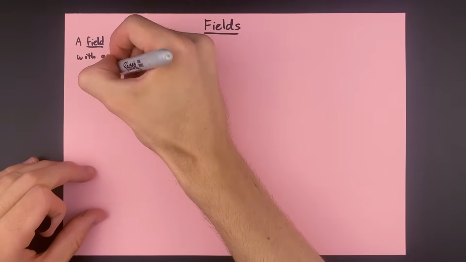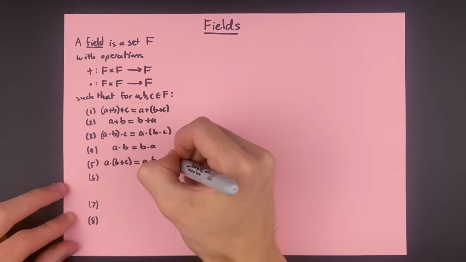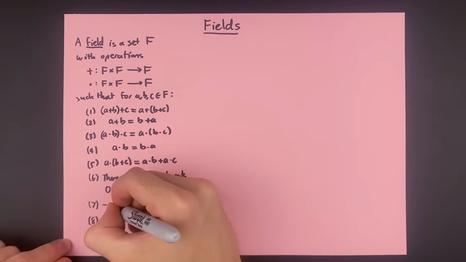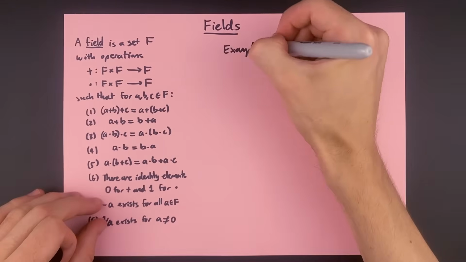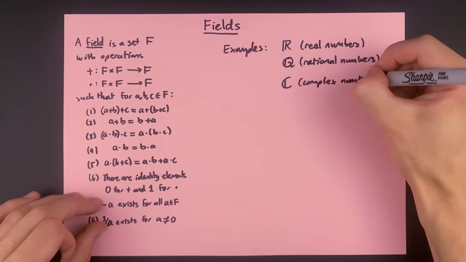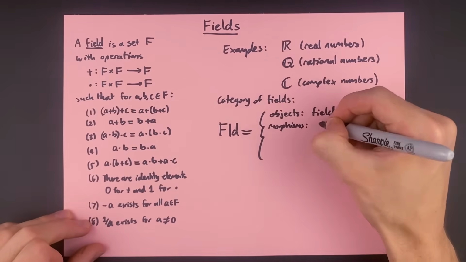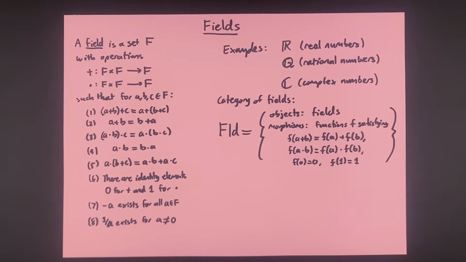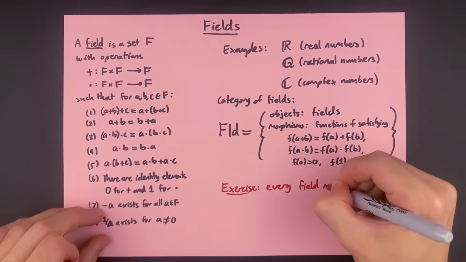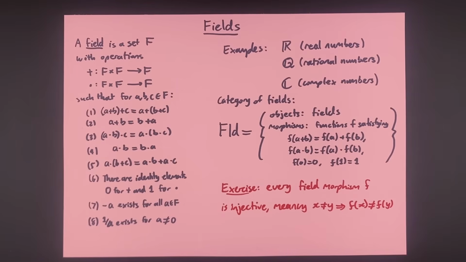A field is a set with two operations, addition and multiplication, which are associative, commutative, and have identities which we denote 0 and 1 respectively. Every element must have an additive inverse, and every element except 0 must have a multiplicative inverse. Some examples are the real numbers, the rational numbers, and the complex numbers. A morphism in the category of fields is a function which commutes with both addition and multiplication, and sends 0 and 1 in the domain to 0 and 1 in the codomain. These functions have a peculiar property. They are always injective, meaning that they send non-equal elements of the domain to non-equal elements in the codomain.